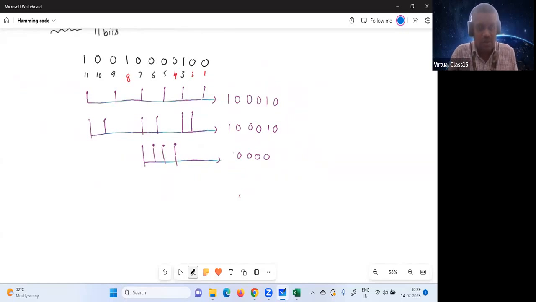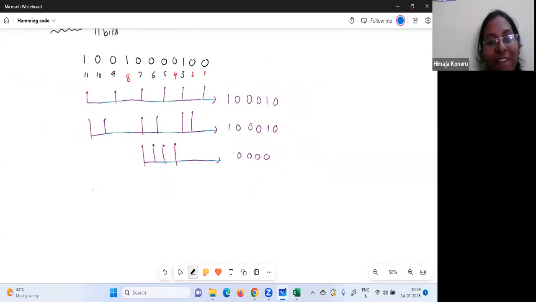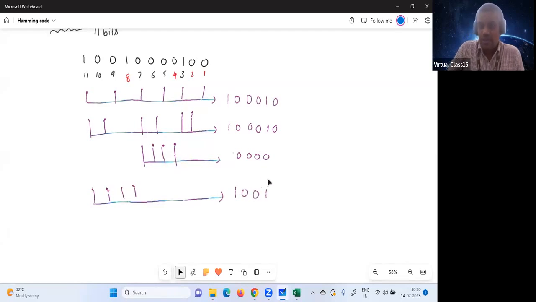Now, the last one, whose fourth bit is P4. 8, 9, 10, 11, right? So the last 4 bits. By considering these 4, the binary string formed is 1001. I hope you understood, right?